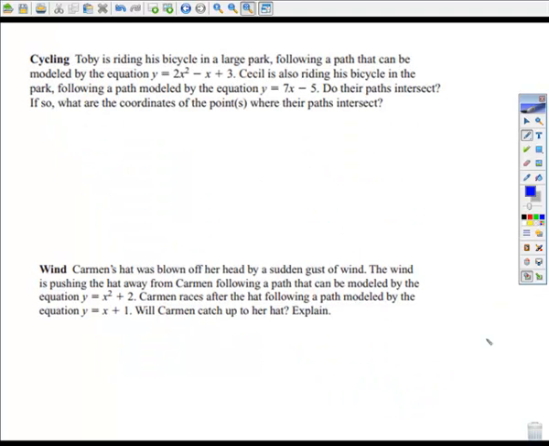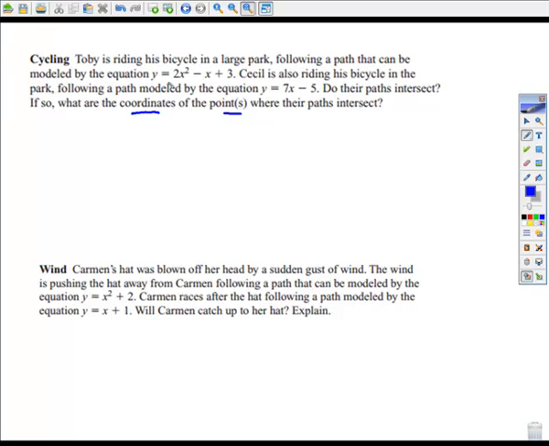All right, I've got a couple story problems for us here. Toby's riding his bicycle in a large park, following a path that can be modeled by the equation y equals 2x squared minus x plus 3. Cecil is also riding his bike in the park, following this equation, y equals 7x minus 5. Do their paths intersect? If so, what are the coordinates of the points where their paths intersect?